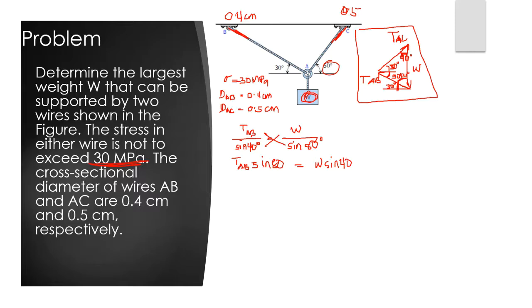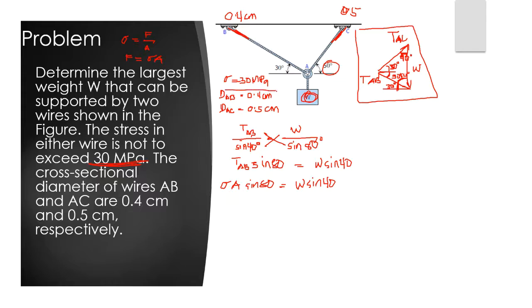Again, we are looking for the W. For the T here, this is what we call the tensile force or tension. So that is also equivalent to the force. Force in stress is equivalent to stress times area. So our T here can be replaced by stress times area. Stress times area times sine 80 degrees is equivalent to W sine 40.